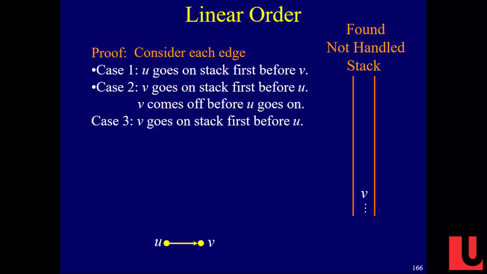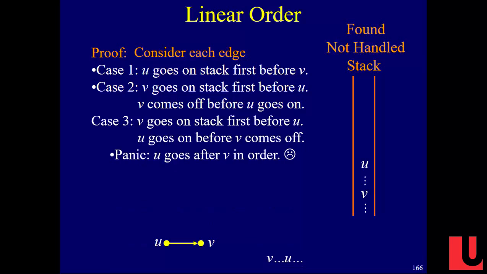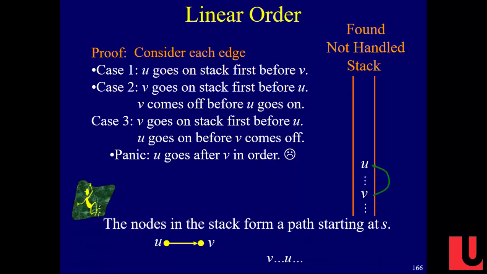V goes on first, and then U goes on. That was our next case, right? So how's that? Doesn't that give us a cycle? Yeah, then when U's on, we're going to be handling U. And when we handle U, we find V, and V's already on the stack, so that creates a cycle, right?